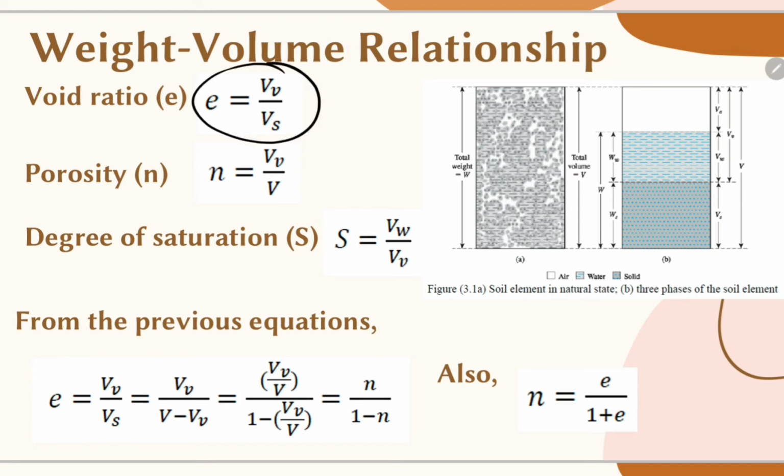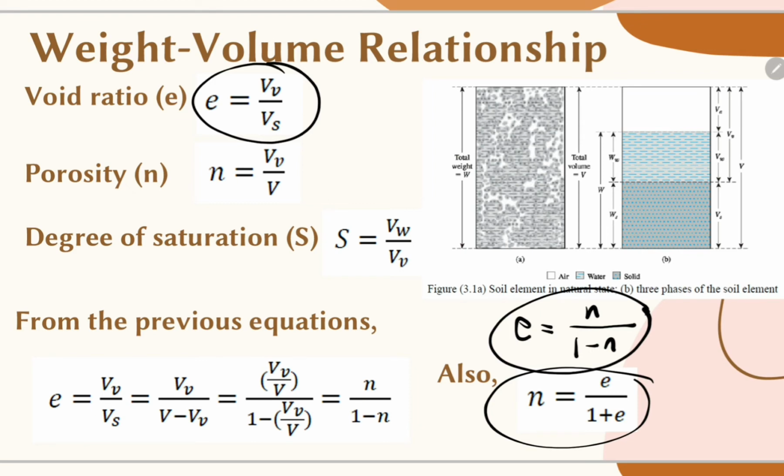Bukod dito sa formula na to, we can also say that the void ratio is equal to n over 1 minus n. Or, if you try to manipulate this one, alam nyo naman mag-transpose, mag-cross-multiply, you'll come up with this one. Huwag nyo nang kabisaduhin to pareho. I suggest, isa lang dyan. Ito na lang. Kasi pag alam mo to, alam mo na rin to para makabawas sa i-memorize.